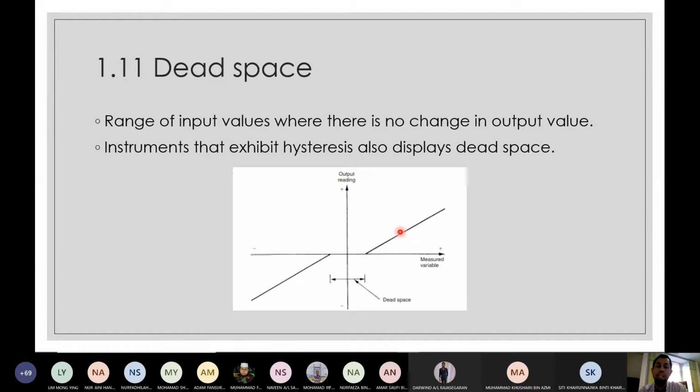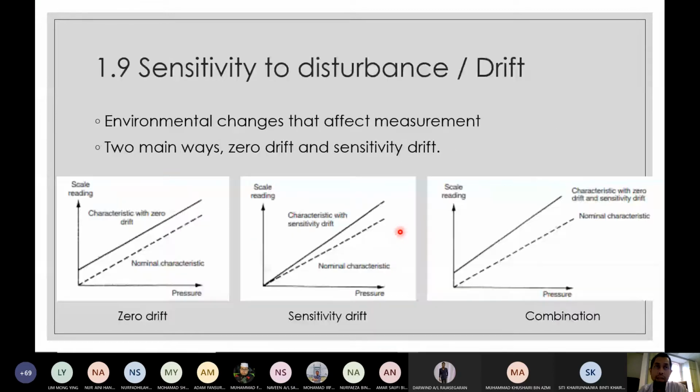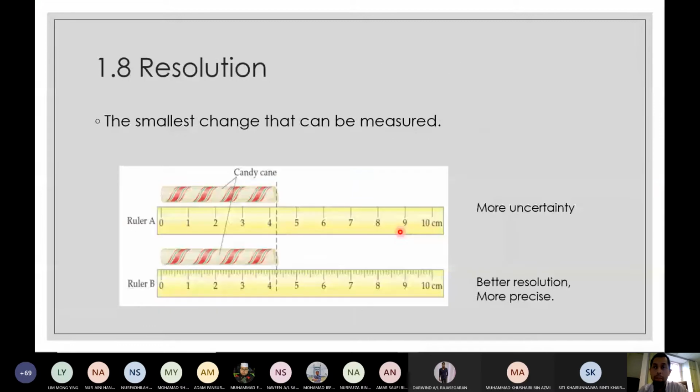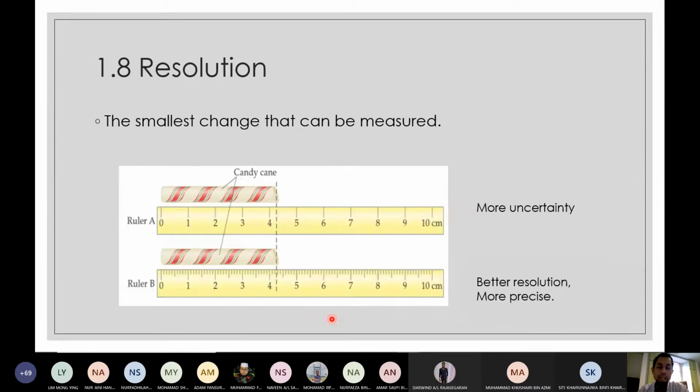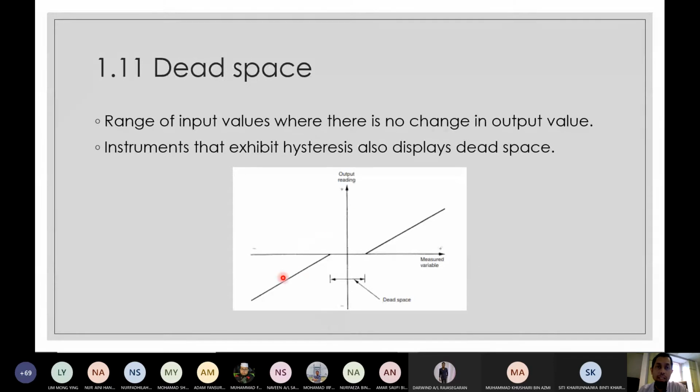So this is different from threshold. If I go back, threshold is the minimum starting point before the instrument can start to measure. But dead space is when the instrument can measure, but it loses the value at a certain duration of the reading. So the area here, we call it dead space. Okay, so those are the 11 criteria for static characteristics in instrument performance.